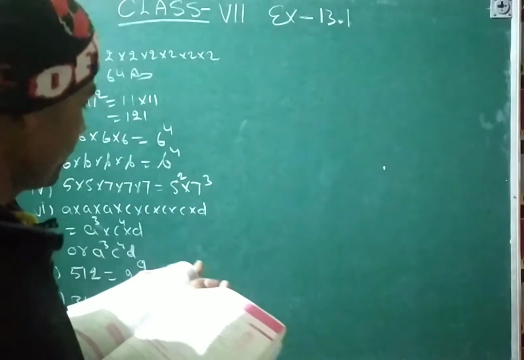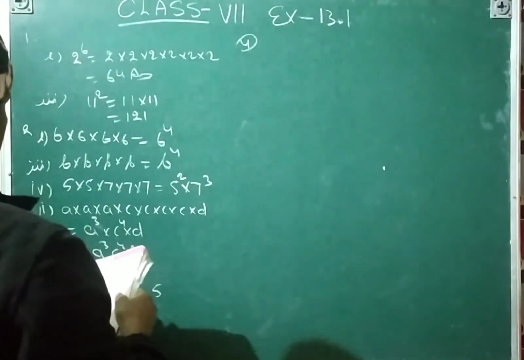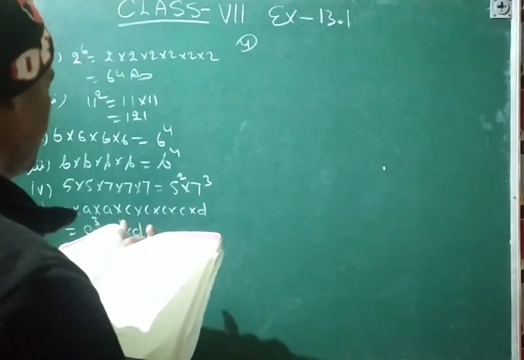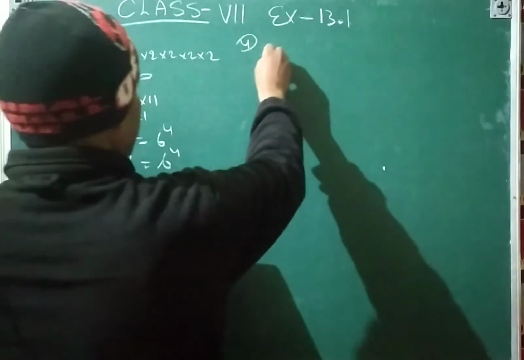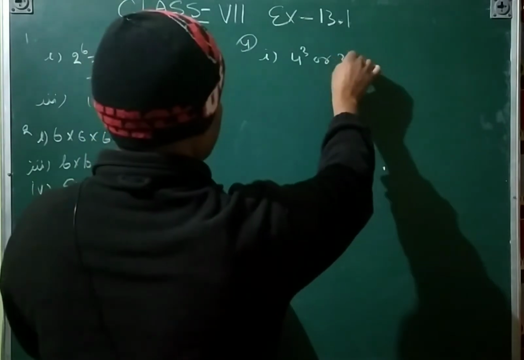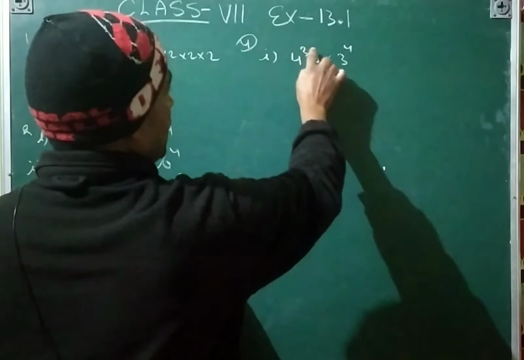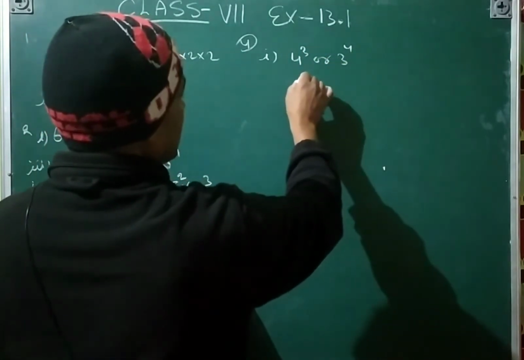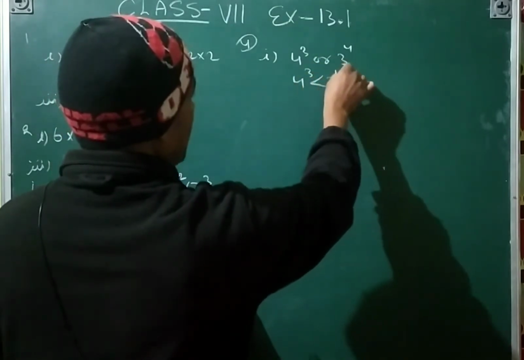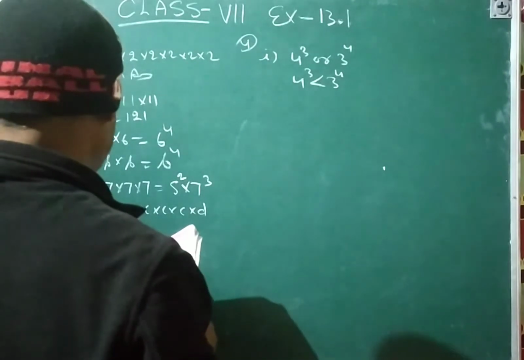And then question number 4, identify the greater number, wherever possible, in each of the following. So the first part: 4 power 3 or 3 power 4. Here this is 4 power 3 and this is 3 power 4. So the greater is 3 power 4, because the power is more than in this one, so that is greater.